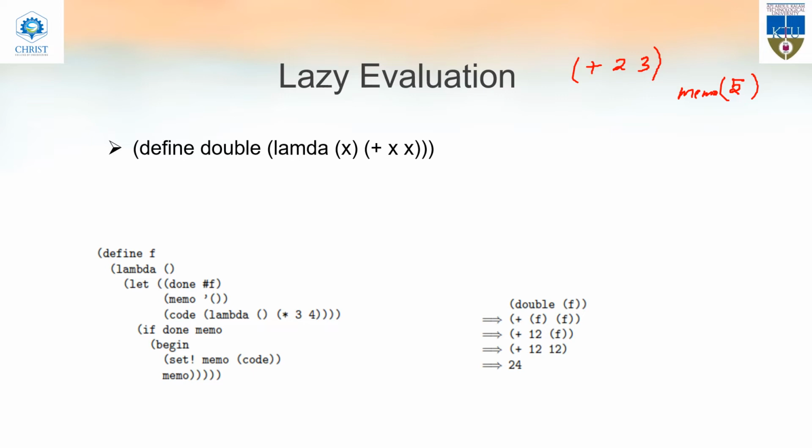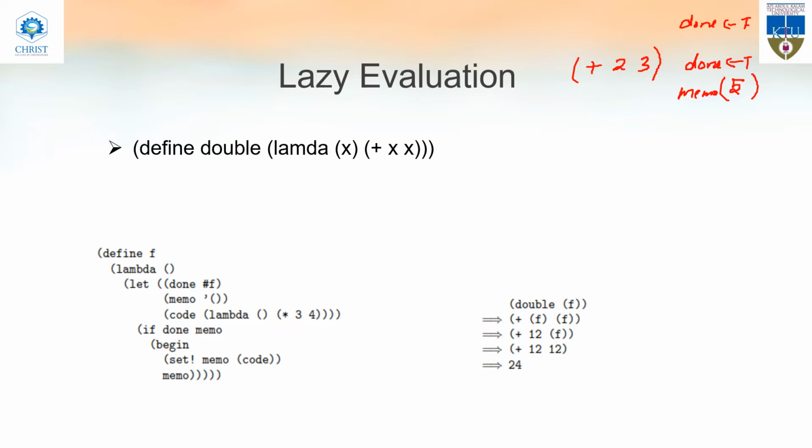And at the same time I am setting done as true. Initially done will be equal to false. So when I need to calculate plus 2 3, I will calculate plus 2 3 and I will set done as true. That means I have already calculated. To understand that I have already calculated, I will set done as true, and the result I will store in memo, a list.